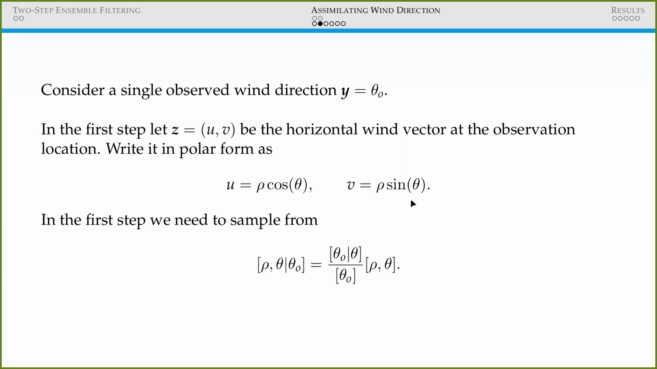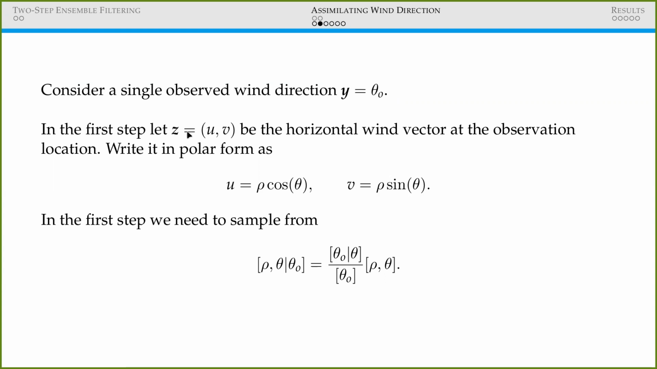So first I'm going to present the two-step method, and first I'm going to present the first step. So I have an observation of wind direction. I need to introduce a new random variable z. And sort of the standard approach would be to just say, well, z is the angle. I'm observing the angle, so let's let z be the angle. I'm not going to do that, though.